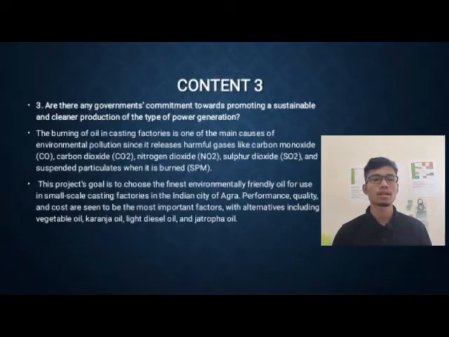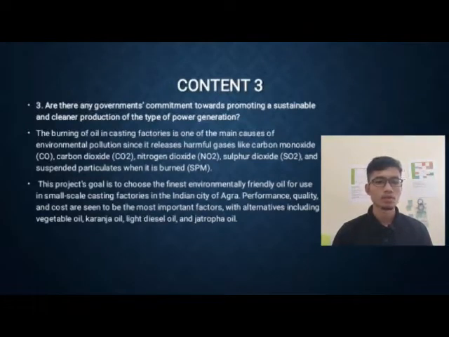So the question is, is there any government commitment towards promoting a sustainable and cleaner production of this type of power generation? The burning of oil in casting factories is one of the main causes of environmental pollution, since it releases harmful gases like carbon monoxide, carbon dioxide, nitrogen dioxide, sulfur dioxide, and suspended particulates when it is burned.